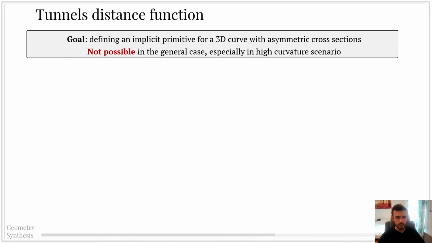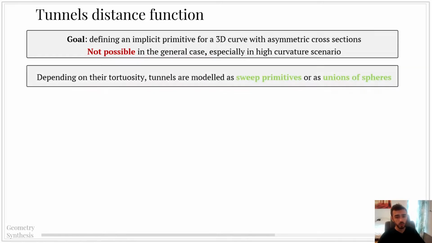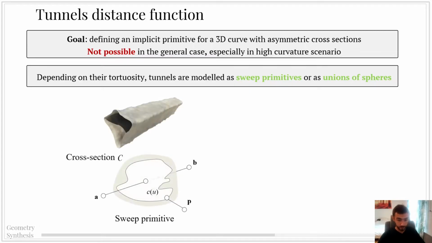However, defining such a primitive for a sweep object with cross-sections along a curve is not possible in the general case. And this is particularly true when the curve has a high curvature because of discontinuities in the distance function. Therefore, we use a more general approach. For straight or almost straight tunnel sections, we use a sweep primitive. And for more tortuous paths, where curvature is high, we use unions of spheres.